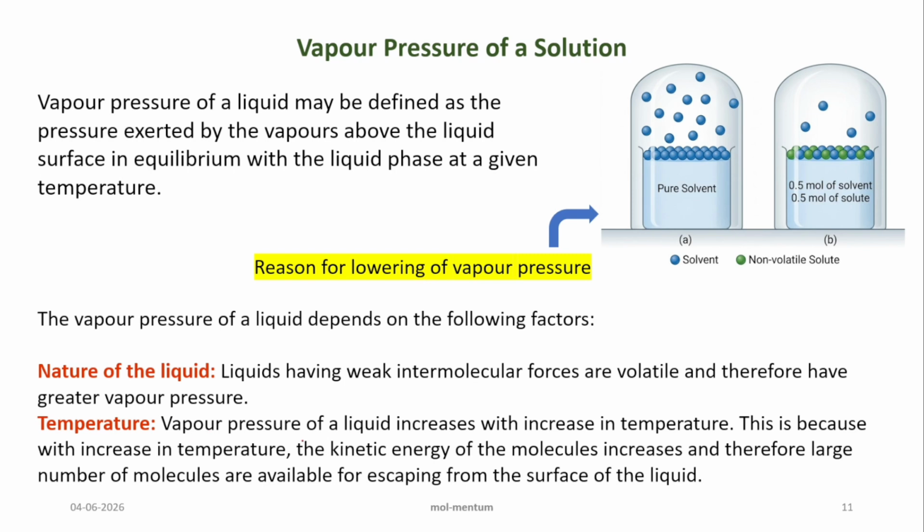The second factor is temperature. As we all know, as we increase temperature, the rate of evaporation increases. As the rate of evaporation increases, the number of particles in the vapor phase will increase, and therefore vapor pressure will also increase. This is because of the high kinetic energy of the molecules. More particles are in the vapor phase, so they have a higher tendency to escape from the surface and to be in the vapor phase.